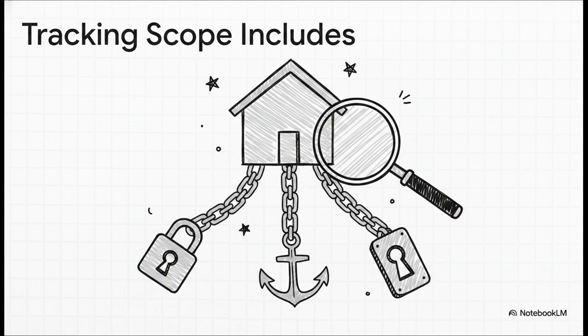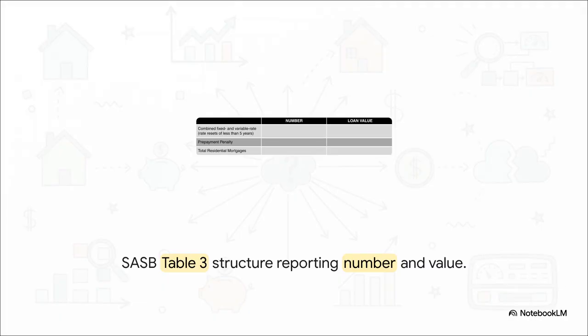The scope explicitly sweeps in first lien and junior lien single-family mortgages. It fully includes home equity lines of credit, or HELOCs as we call them, and home equity loans. So actually, scratch the idea that this is just primary loans. Second mortgages are scrutinized just as heavily as the first. So, let's see how all this builds into the official reporting structure.